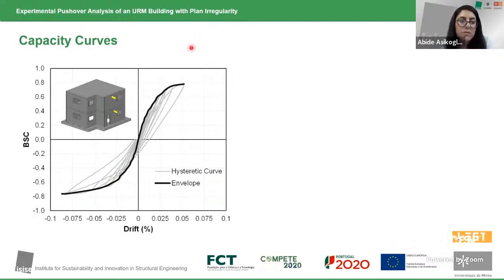This is the capacity curve that we obtained at the end of the test. And here, as you can see, in terms of capacity, in the positive and negative direction, the capacity seems to be the same, which is almost 80% of the total weight. What is different here is the ductility, because in the negative part, it is more ductile than the positive. But actually, this is mainly associated with the uplifting of the structure.